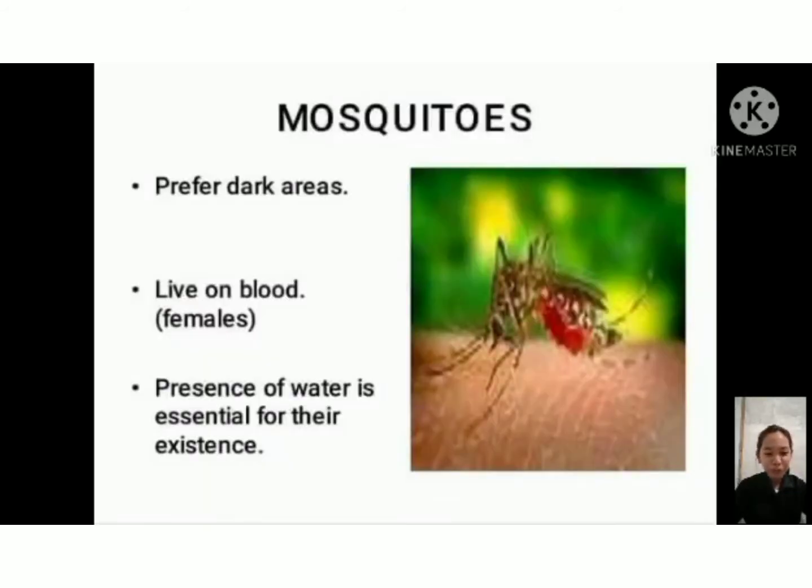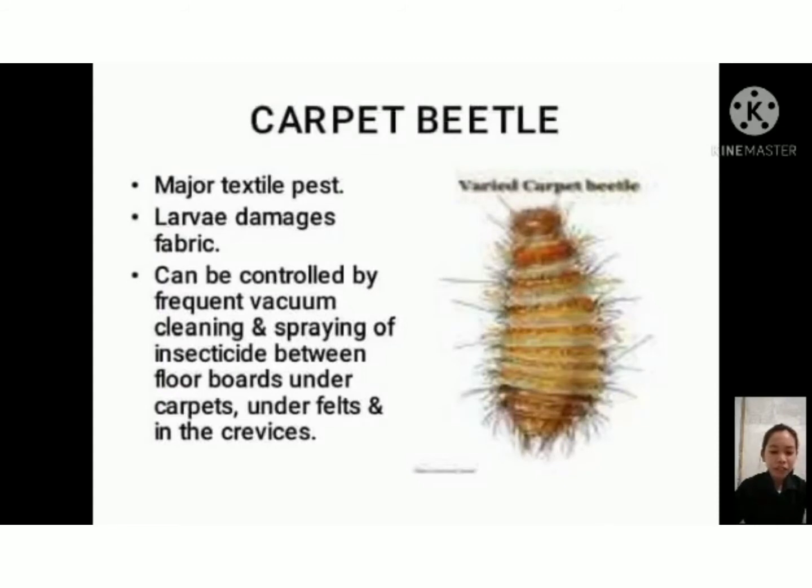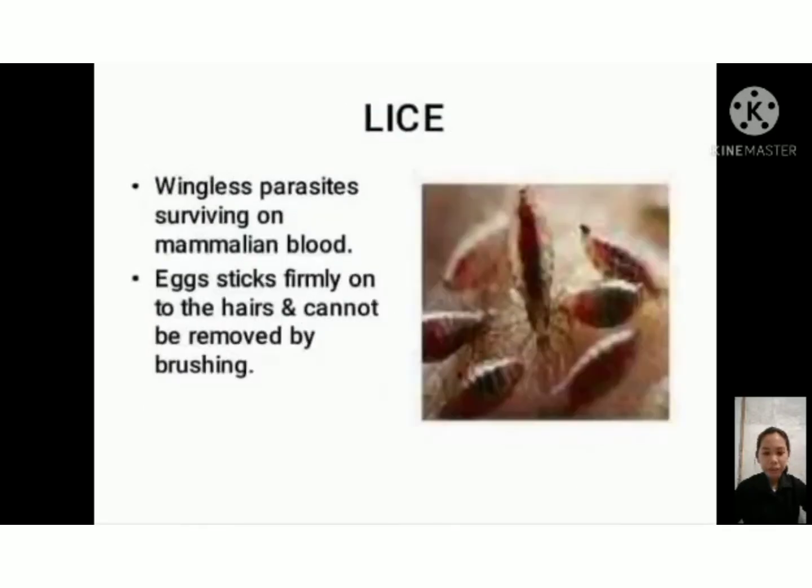Mosquitoes prefer dark areas and live on blood; the presence of water is essential for their existence. Carpet beetle, a major textile pest, its larva damages fabric. It can be controlled by frequent vacuum cleaning and spraying of insecticide between floorboards, under carpets, under felt, and in the crevices. Lice, wingless parasites surviving on mammalian blood. Eggs stick firmly onto the hair and cannot be removed by brushing.